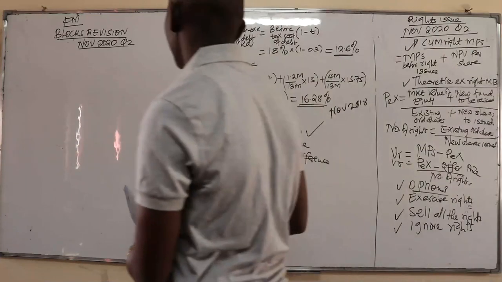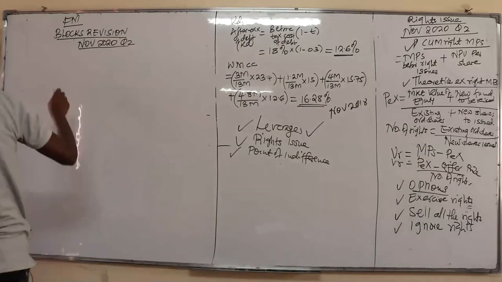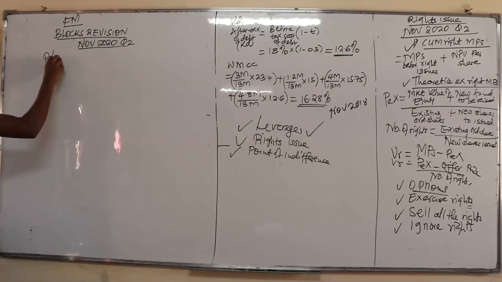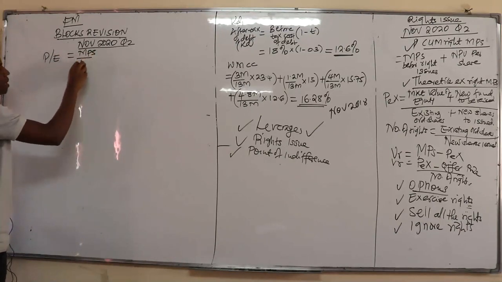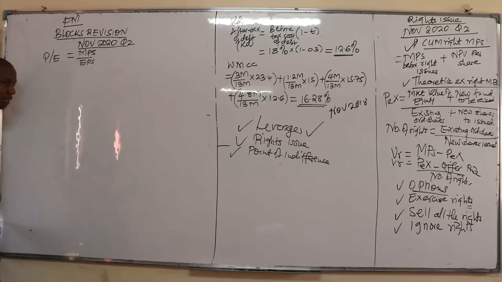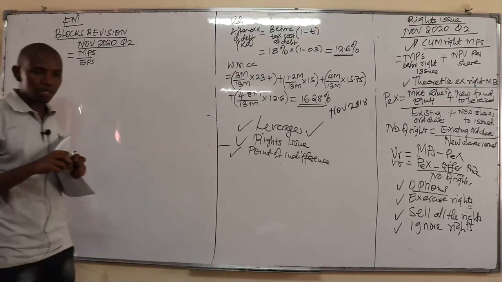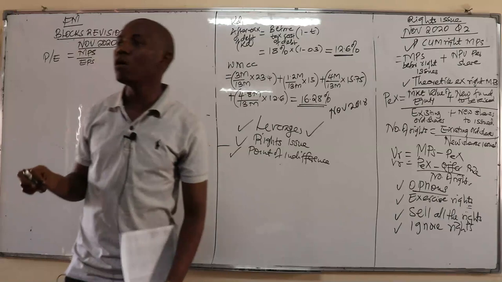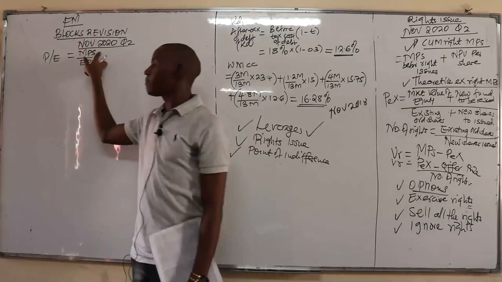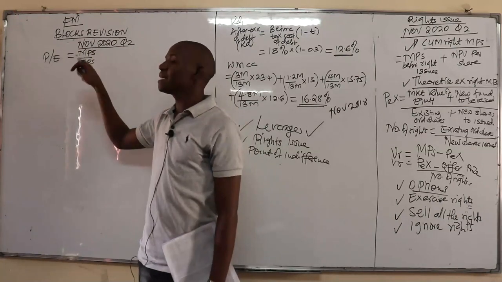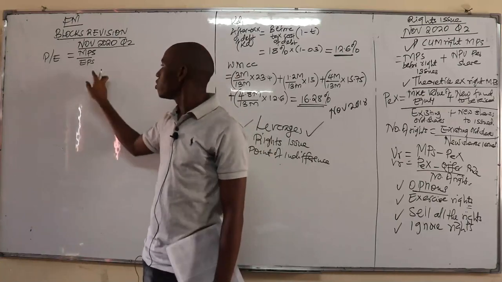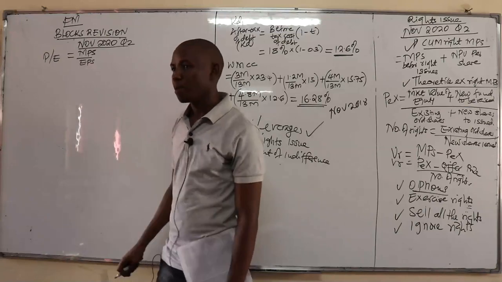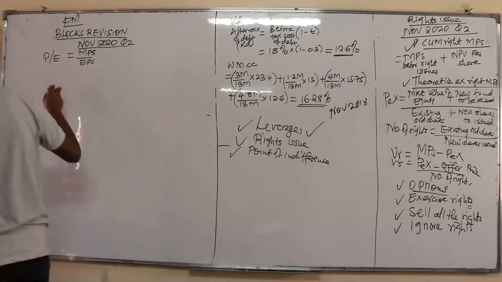So what will be given here? First, we have what we call the price earning ratio. And we know to get the price earning ratio is always the market price per share divided by earning per share. So generally what we're trying to look at, we want to know the market price per share, the price at which the shares of that company have been trading at. So do we know the earning per share? No, we don't know the earning per share.